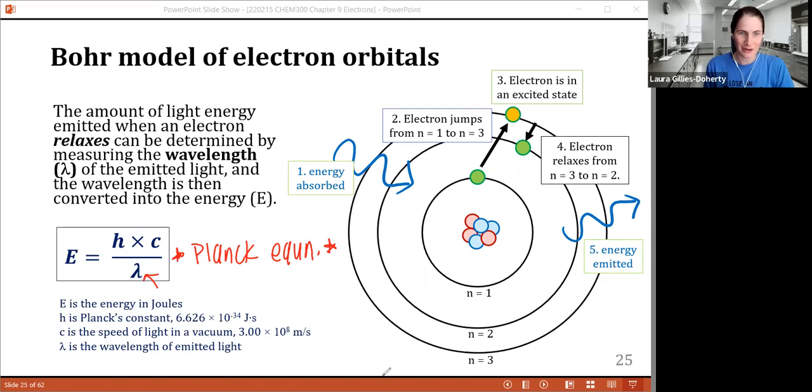Because just by measuring that wavelength, which we can easily do with our detectors and spectrophotometers, we can then calculate the energy change the electron underwent when it relaxed from a high energy state back down to a lower energy state. There's a new variable in here. We already know that c is the speed of light, lambda is the wavelength, and h is Planck's constant. It's a constant value at 6.626 times 10 to the negative 34th joules times seconds.